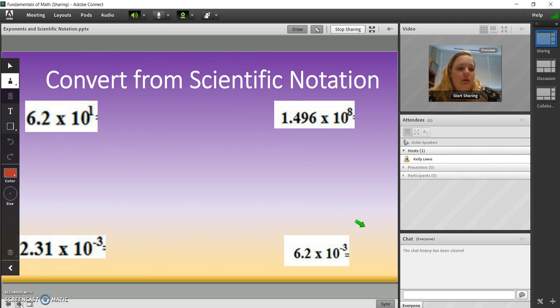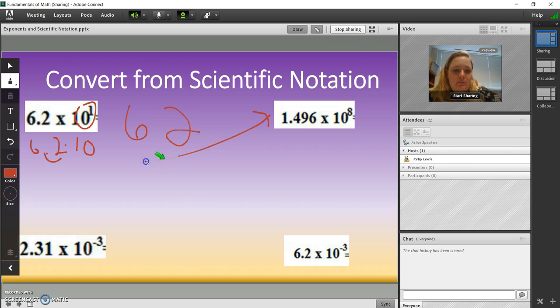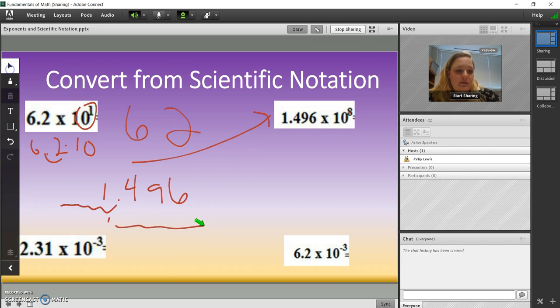All right, now let's go the opposite direction. Here, 10 to the 1 is really just times 10. So we're going to do 6.2 times 10, which is 62. You just move it one spot. Here, this one, do it over here. 1.496, and it's a positive exponent, so we're going to make it super big. If we move our decimal this way, it makes it super small. If we move it the other way, this way, it makes it big.